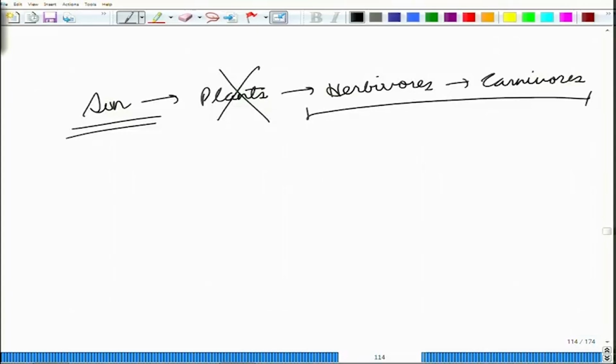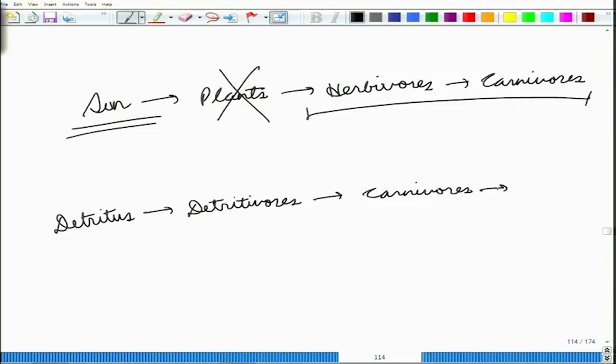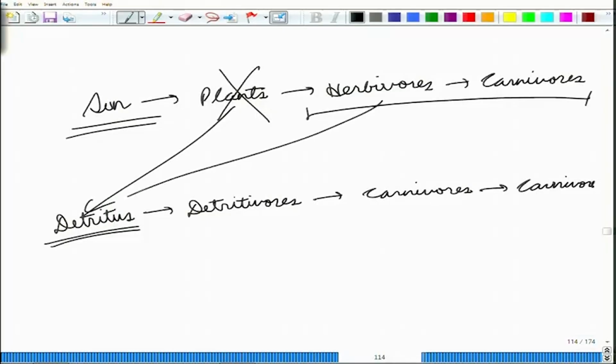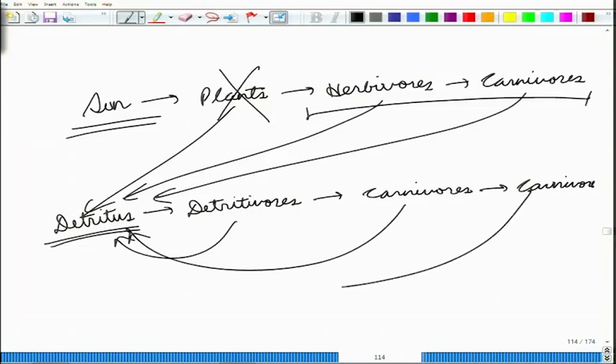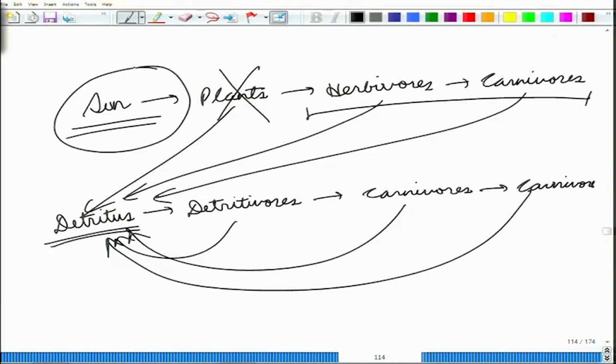Now, even in the case of the detritus food chains, we have detritus, which is then fed upon by detritivores, which are then fed upon by carnivores, and then the next higher level carnivore and so on. Even in this case, this detritus is coming from the plants or the herbivores or the carnivores or other parts of this food chain. So, in this case also we can trace the ultimate source of energy to the sun.